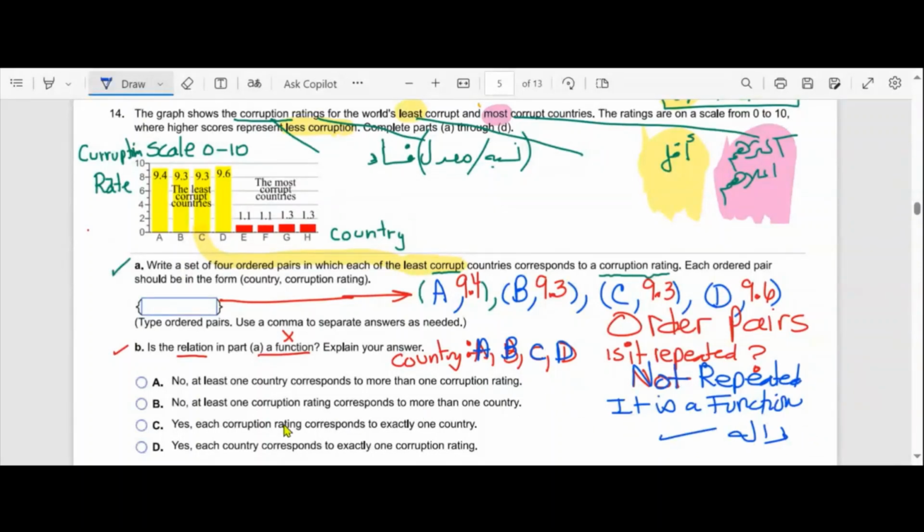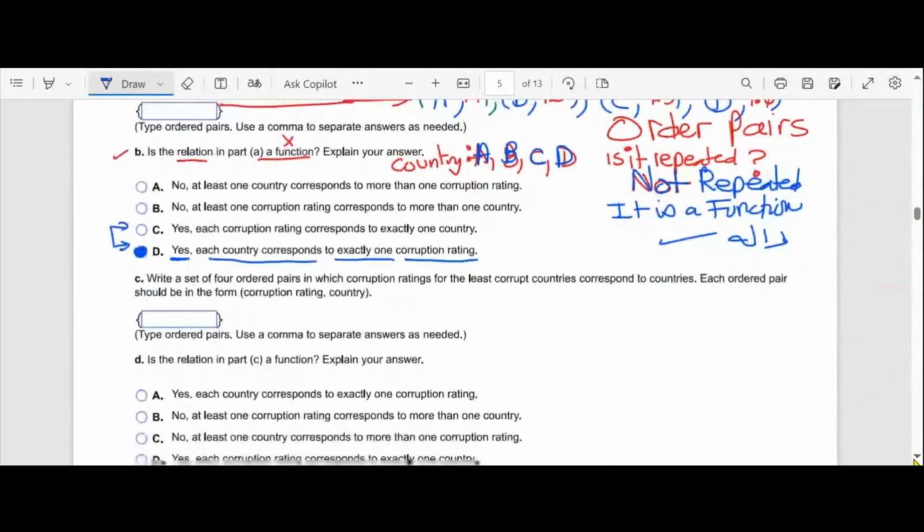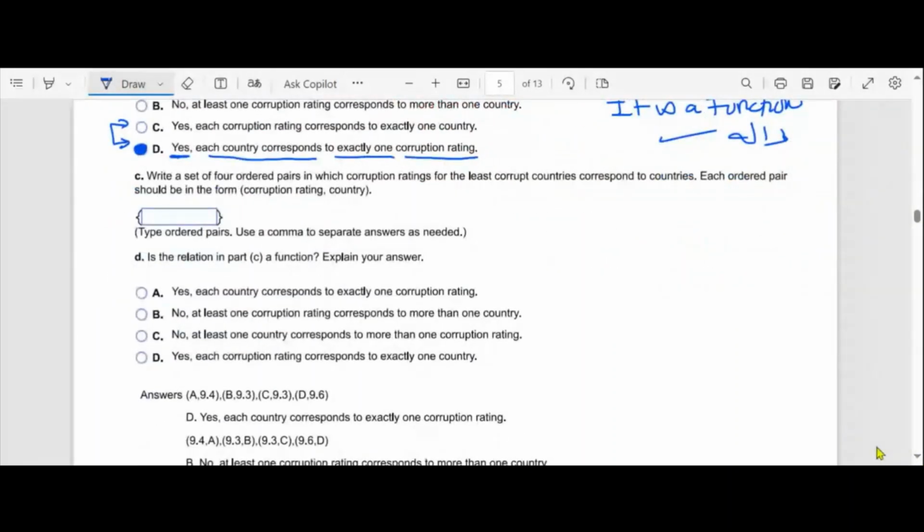Is this clear? So the answer is either C or D. Which one will be the answer? We said repeated, so I prefer D, because the country: each country corresponds to exactly one corruption rate. Let's go to the next question.